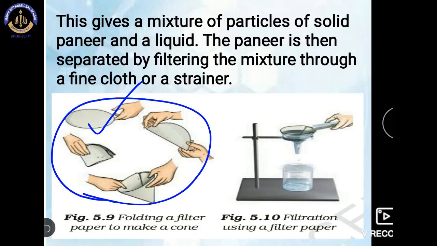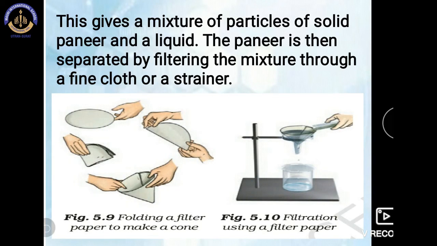make a cone-like structure, and then you have to put it on a filter, and after that you have to pour the mixture which has dust particles in the water. Then you can get clean water in a beaker or a vessel.